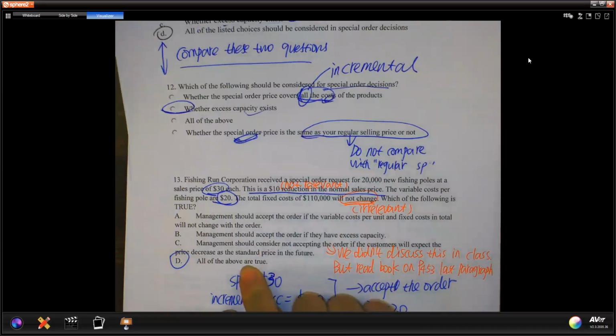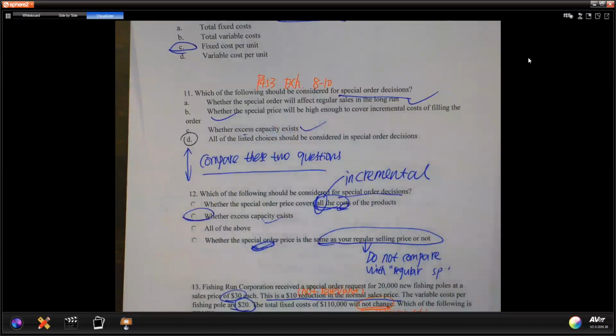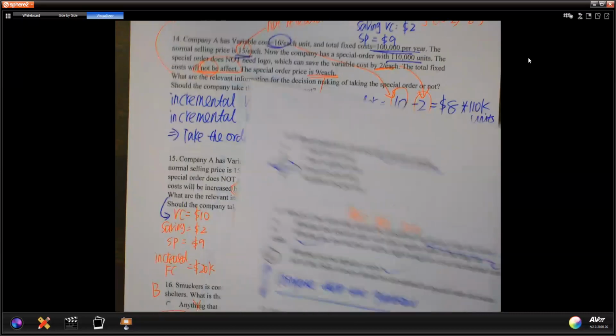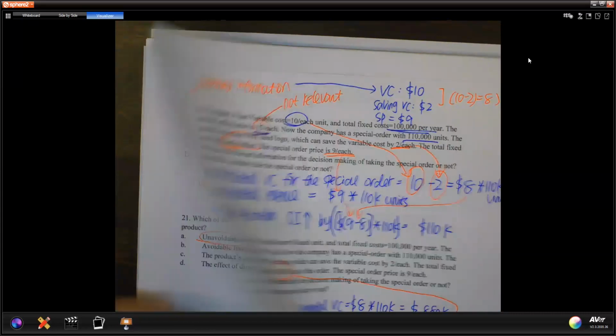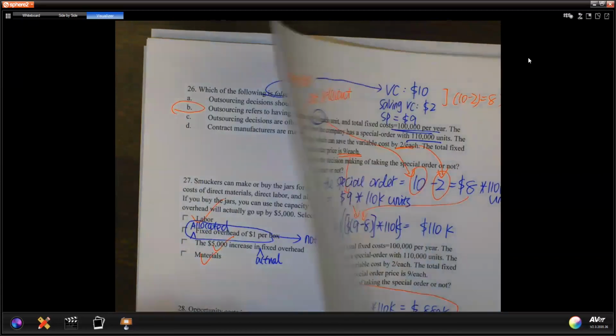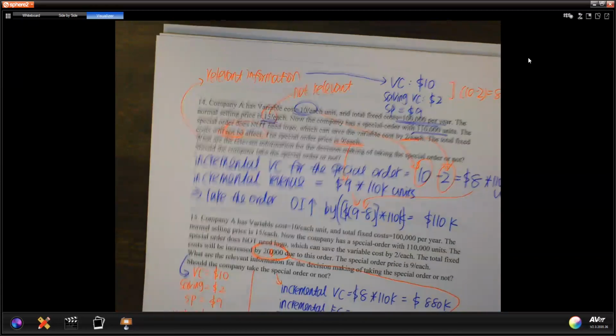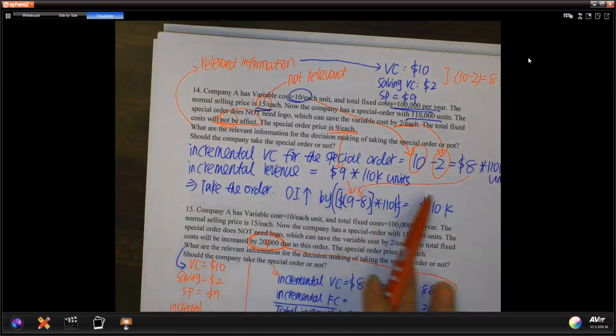So 13 and then 11, 12, they are similar. Question 14 and question 15 are made up of those two questions. Let's look at how many questions I have. Okay, spend a little time on question 14 and 13.